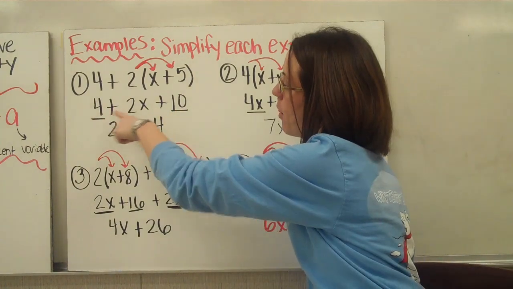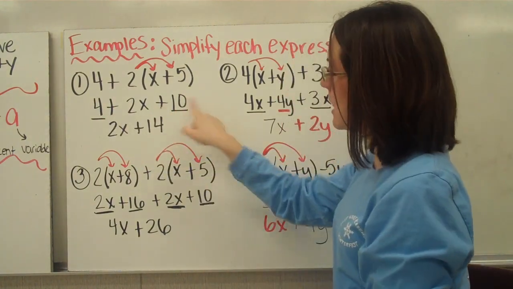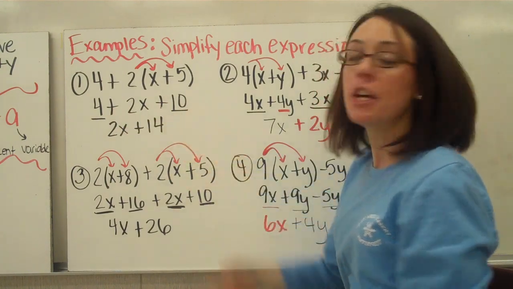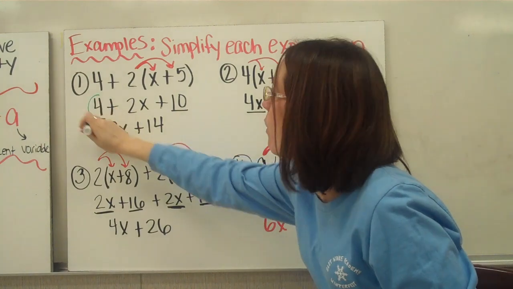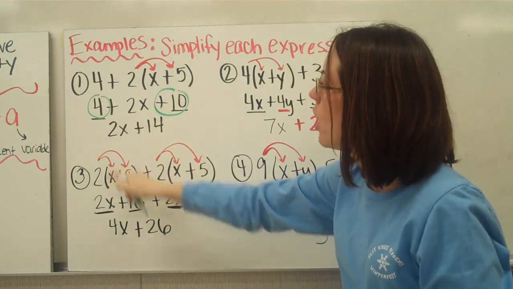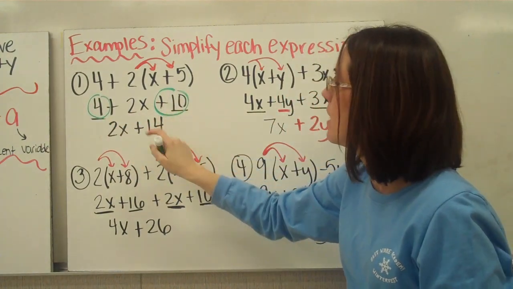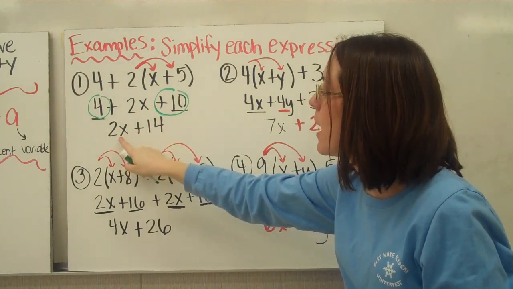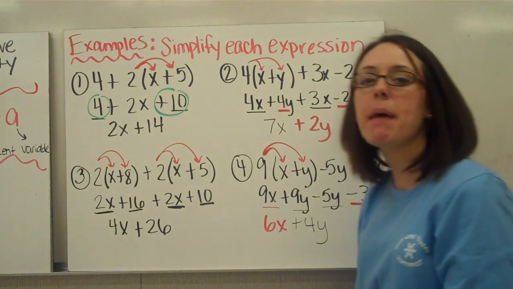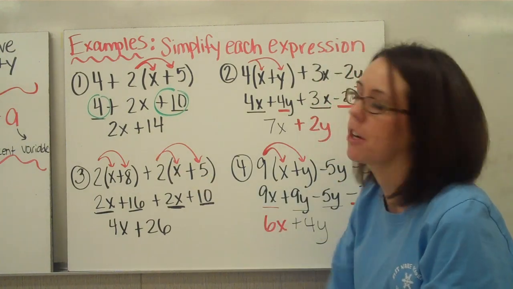Bring down your 4 plus. Once we get to this step, you have to look and see, do I have any like terms? Well, yep, I sure do. I have a 4 and a plus 10. What is 4 plus 10? That gives us 14. I also have a 2x. 2x plus 14. You can't combine it any further because they are not like terms.